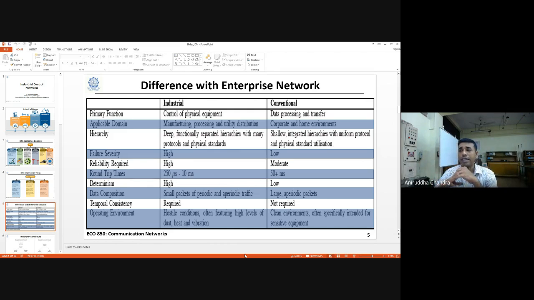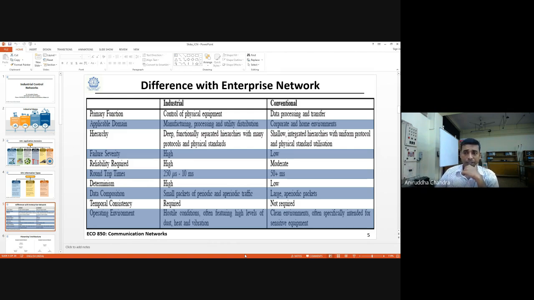Now, generally, the enterprise networks have small hierarchies. Like if you remember a WLAN, well, every computer can be connected to a hub. So they don't have many different hierarchies. On the other hand, in industrial network, we generally have deep hierarchies. We will explain it either in today's class or the next class.